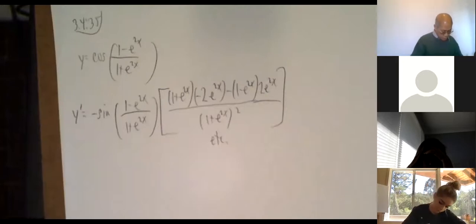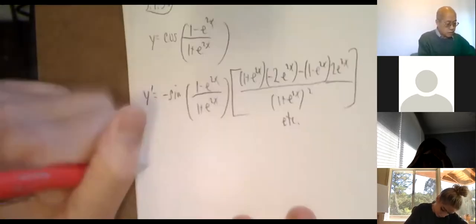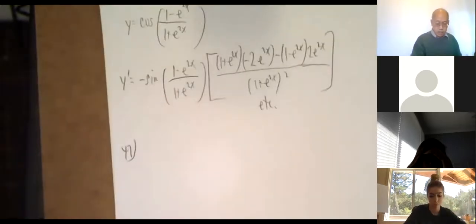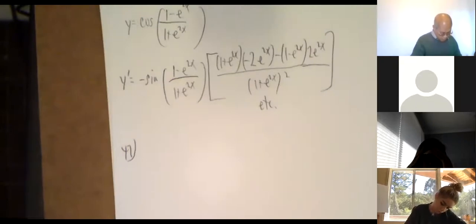Okay, let's see. What else do I want to do? 47 of 3.4 also. Try that one.